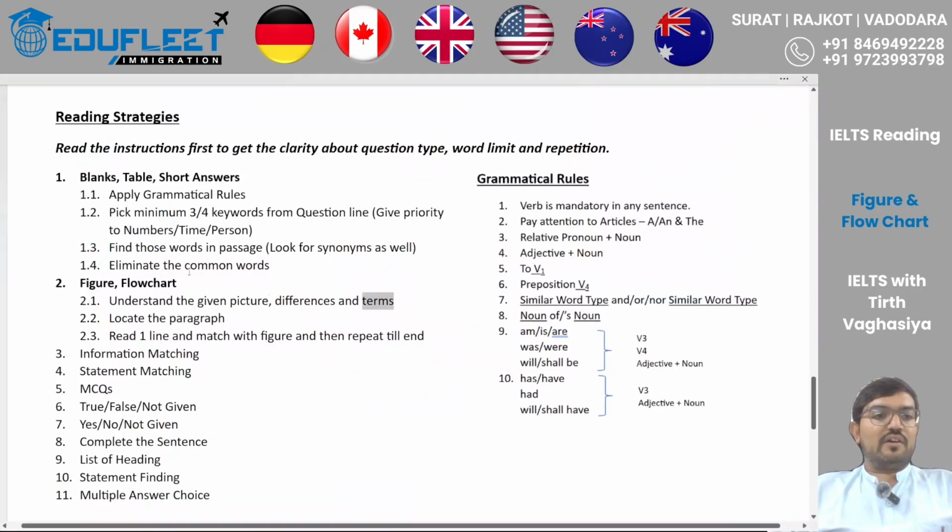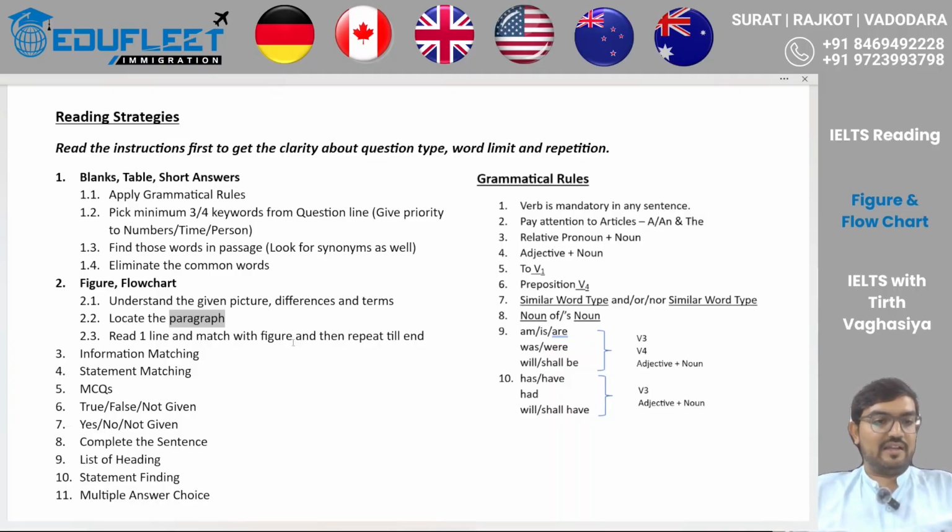So this is what we have to do. I'm again repeating. First of all, just understand the given picture, identify the differences, and then understand the terms. Then look at the paragraph. Once you have located the paragraph, read that passage line by line and match it with the figure and flowchart. Whatever figures and details you are matching, accordingly select your answer and repeat this until you complete your paragraph.